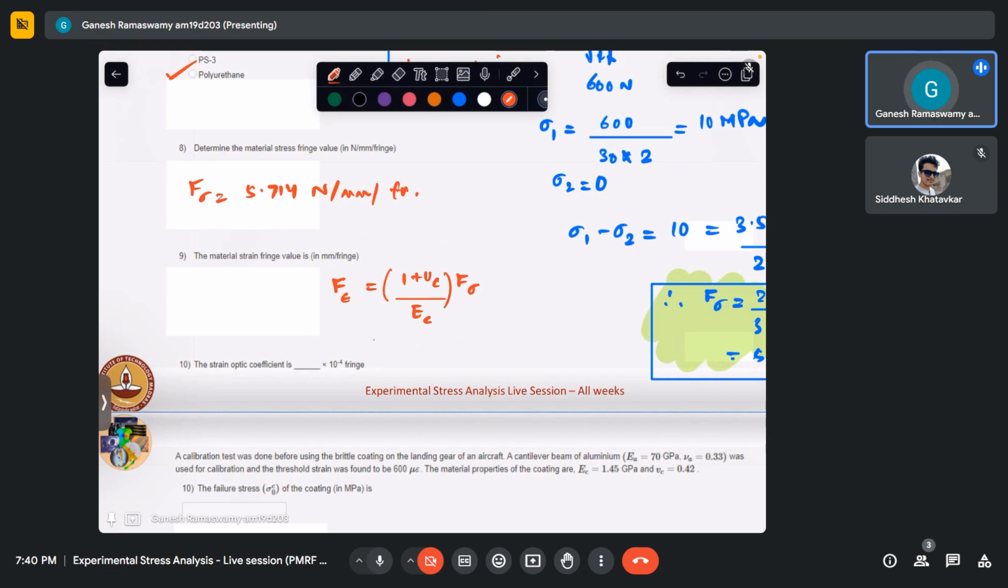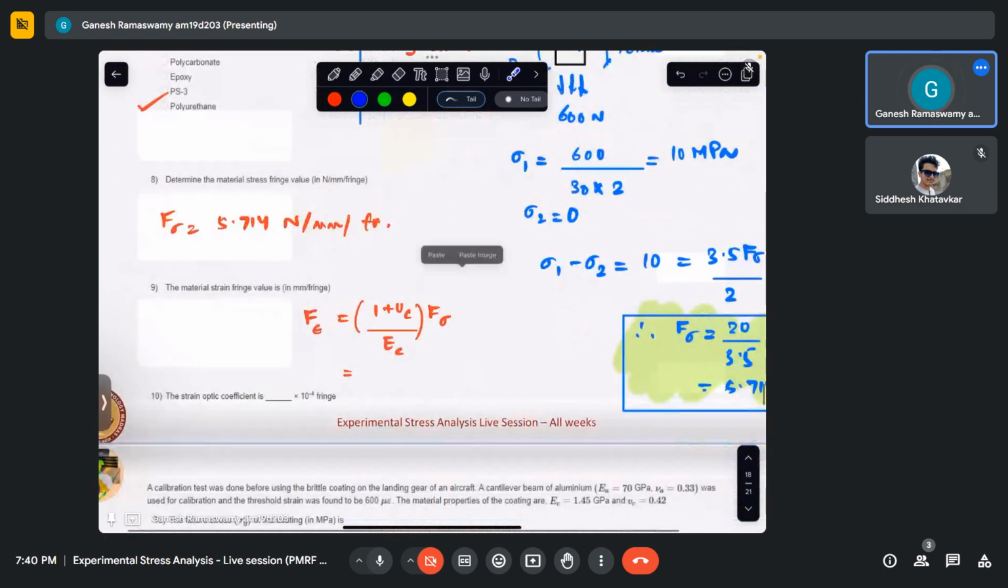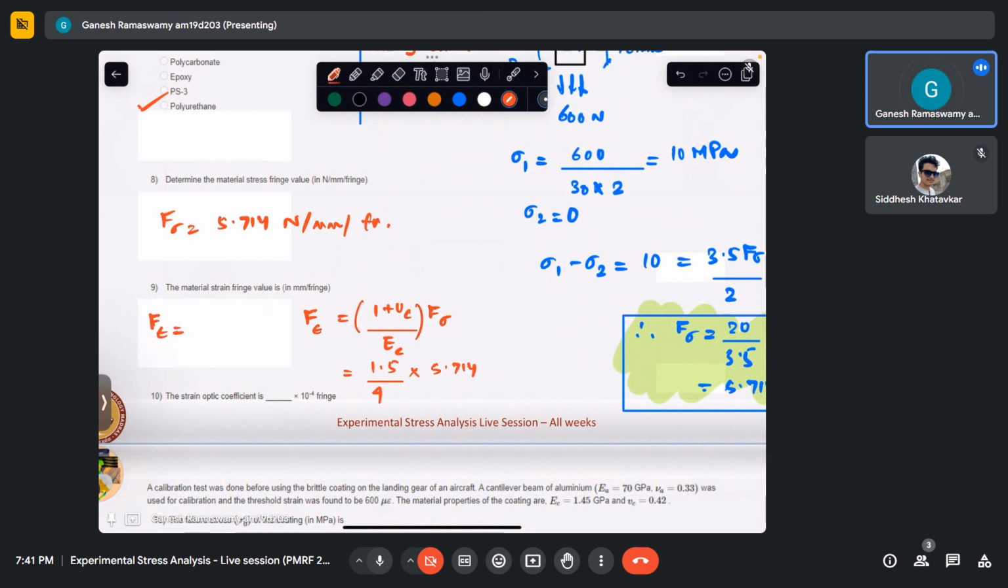So F epsilon, if I were to calculate this, the coating, we are going with polyurethane. So E is 0.004 GPa, essentially 4 MPa. Mu C is 0.5. So let us go ahead and calculate F epsilon. So what does this come out to be? This is 1.5 divided by 4 MPa into 5.714. So F epsilon comes out to be 2.148, sorry, 2.1428 mm per fringe. This is just from dimensional analysis.